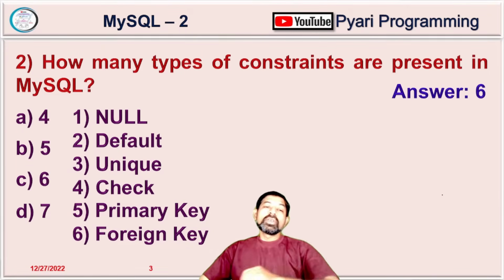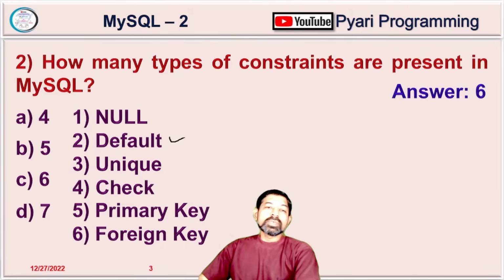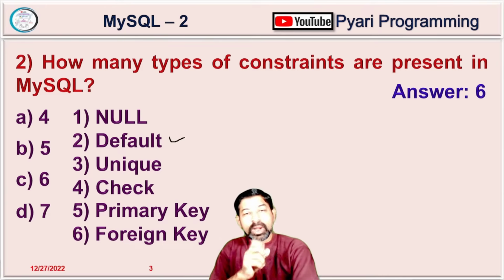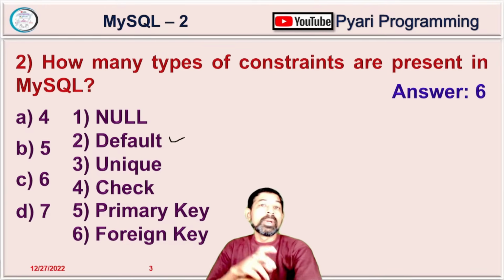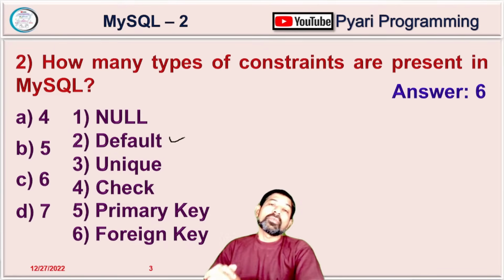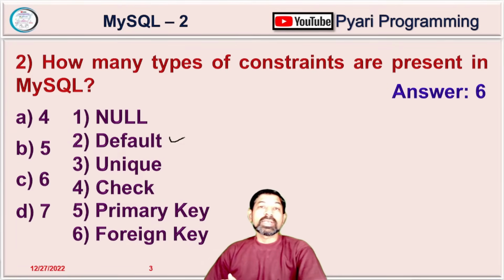What is default constraint? Now default constraint says that if I don't enter data to a particular column, it should automatically take the data for that particular column. In that case, I will use default constraint. Next one is unique. As its name suggests, the values that I am going to enter to that particular column must not have any duplicate value. That must be unique.